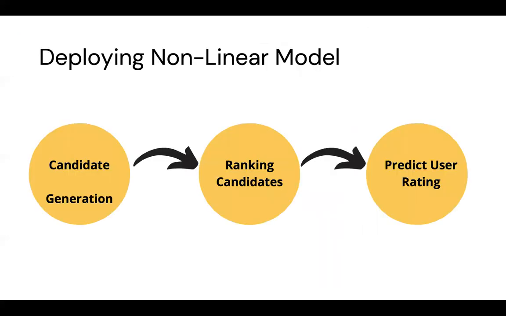Iniyan. Yeah, now we can look at the deployment. So we also tried a simpler deployment of our nonlinear model. We wrote a recommend function that takes a user ID as input and returns a data frame of restaurants the user should try. Cool, right? This happens in 3 stages: candidate generation, ranking candidates, and predicting user rating.